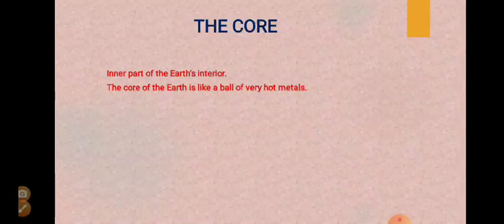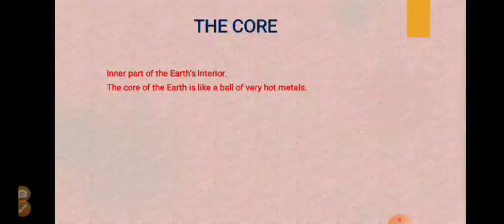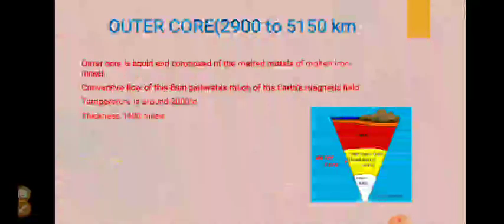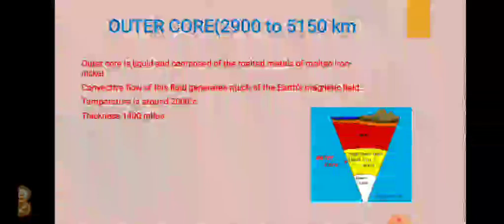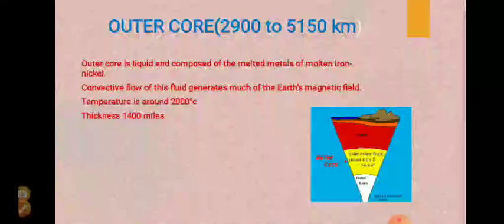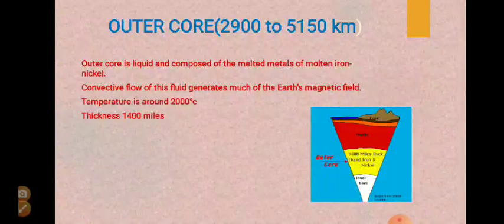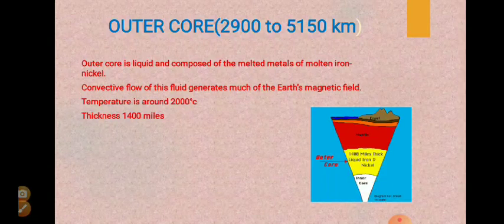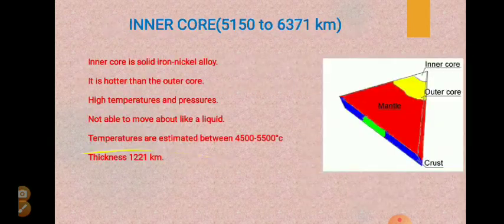The third one is the core, the inner part of the Earth's interior. The core of the Earth is like a ball of very hot metals. It is divided into outer core and inner core. The outer core is liquid and composed of molten iron and nickel. Convection flow of this fluid generates much of the Earth's magnetic field. Temperature is around 2000 degrees and thickness is 1400 miles.